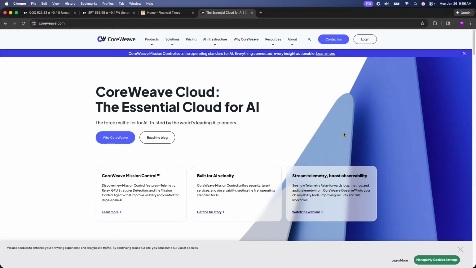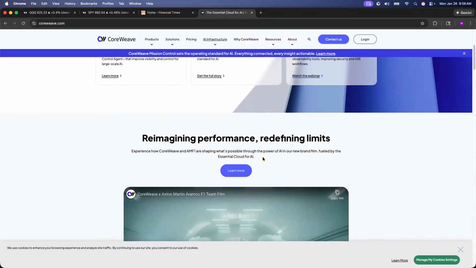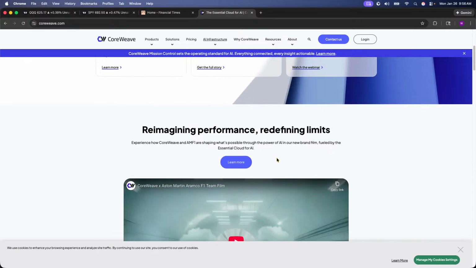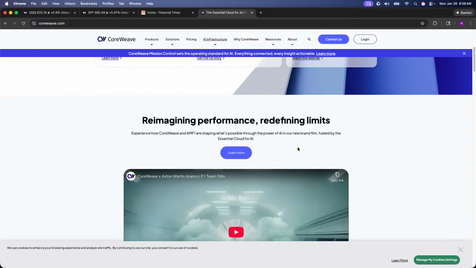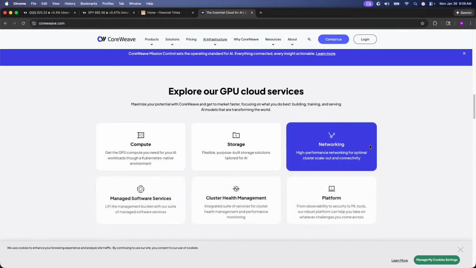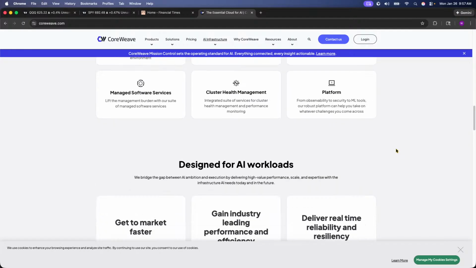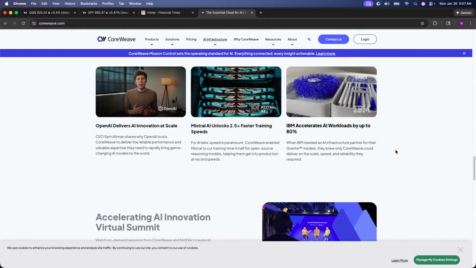The essential cloud for AI, the force multiplier for AI, trusted by the world's leading AI pioneers. What the hell do you do though? Experience how CoreWeave is shaping what's possible through the power of AI. This is definitely a SaaS. If you want to talk about a SaaS, system as a service, I really think this is a SaaS. Get compute power. Scam company. You know CoreWeave? So you basically said don't trust them.